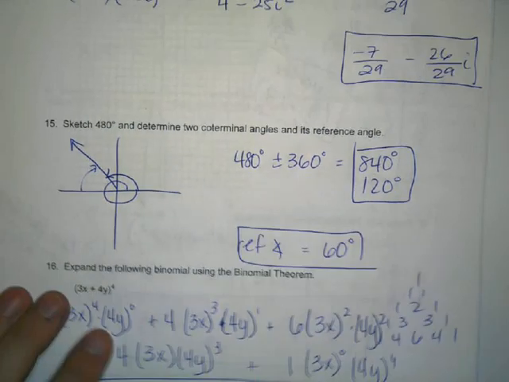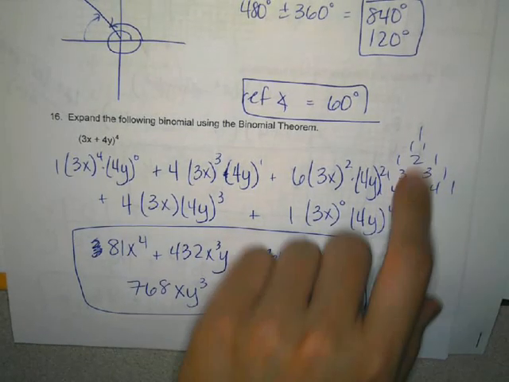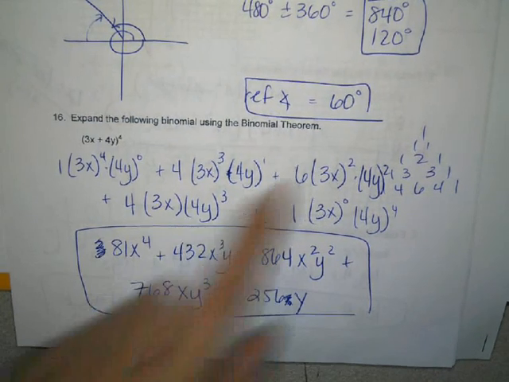Then for 16, expand the following binomial using the binomial theorem. I have to use the fourth row of Pascal's triangle. That's where this 1, 4, 6, 4, 1 comes from.